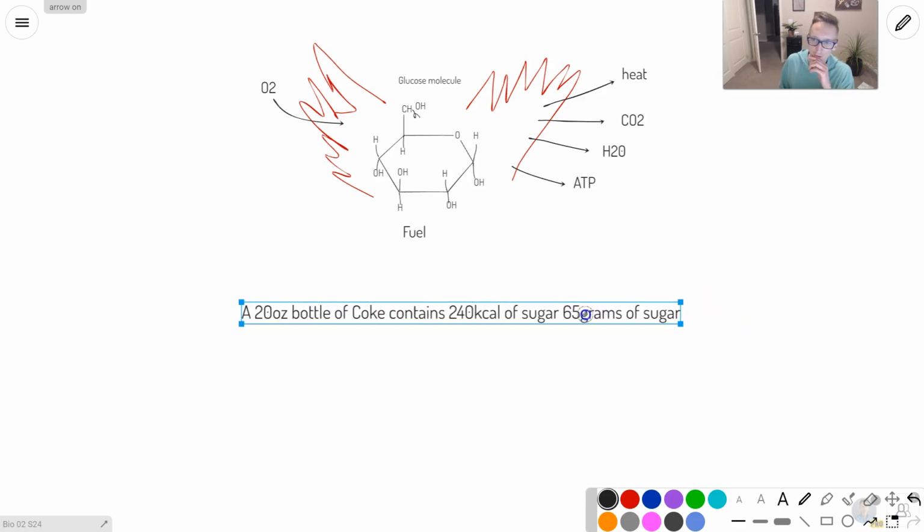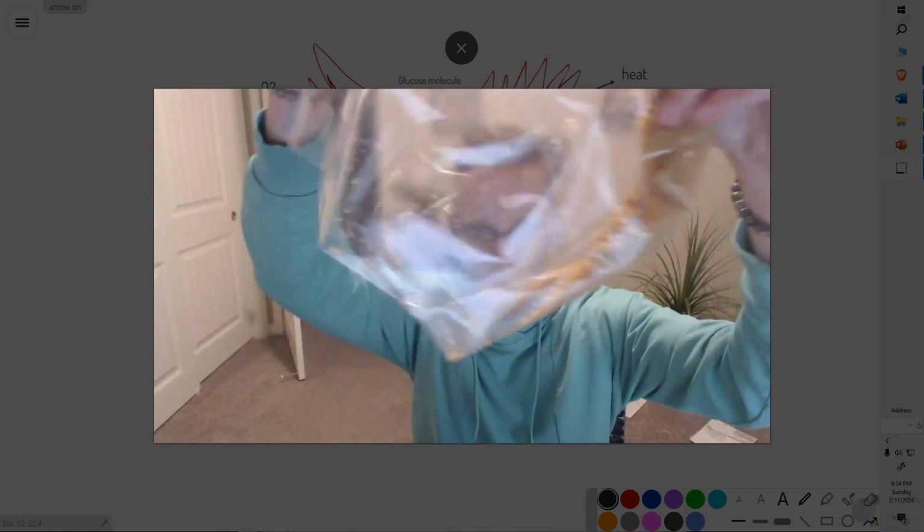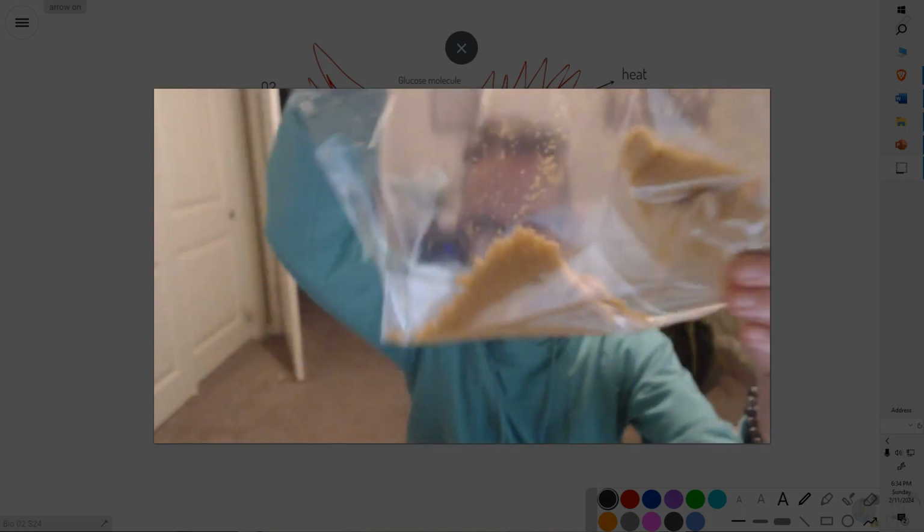240 calories is like, you could walk for a little more than half an hour and not burn that off, depending on how fast you're going, how slow you're going, how far you're walking, all that. And I got that amount of sugar here. I don't have regular sugar. I'm going to make this bigger. This is brown sugar, but I've got 65 grams of brown sugar here.